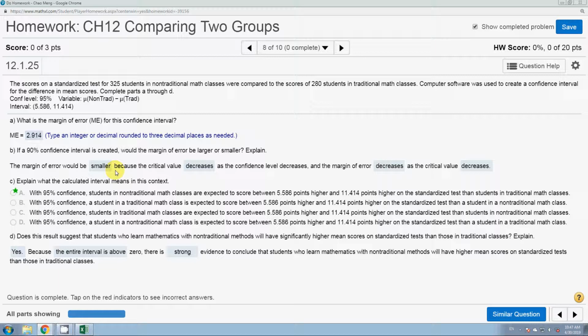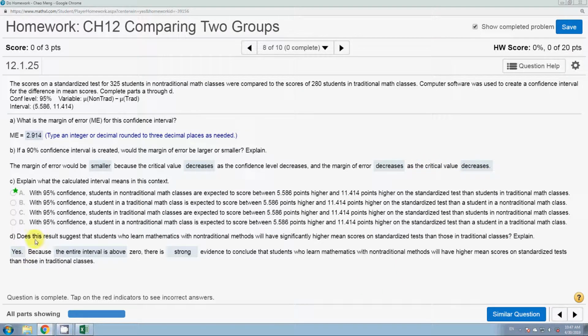So because your whole confidence interval will be narrower, that's because the critical value decreases as the confidence level decreases. Then the margin of error also decreases as the critical value decreases.